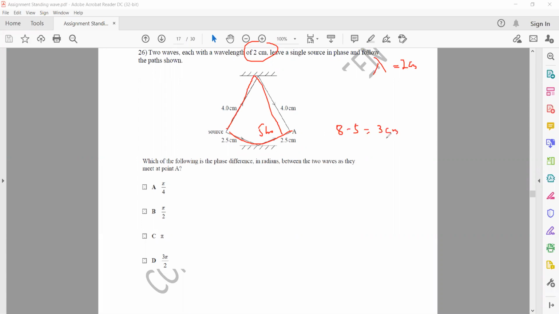So 3 centimeter is the path difference, and in terms of wavelength, because one wavelength is 2 centimeters, 3 centimeter will be equal to 1.5 wavelengths. If it is 1.5 wavelength, or 2.5, 3.5, it will be a destructive interference. And when there is destructive interference, the phase difference should be pi radian. So C is the right answer. Is it clear? Question 26.